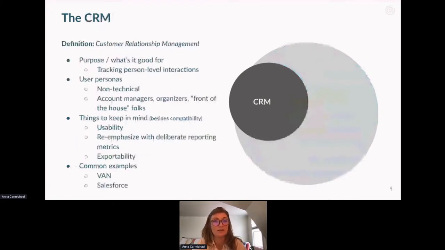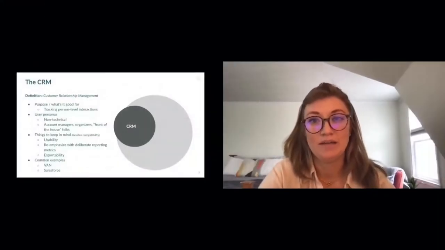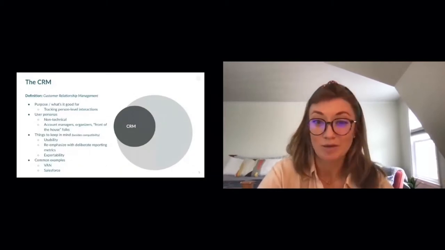So the CRM is a customer relationship management tool. Some examples of this that you might be familiar with are VAN, the Voter Activation Network, which is used by political and nonprofit clients often. Salesforce is another example. The purpose of a CRM is for tracking person-level interactions. It's not a database, even though sometimes it's used as a database.